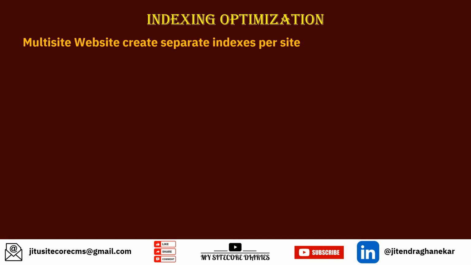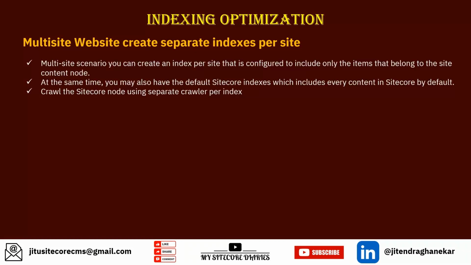Now this is the third point. A multi-site website creates separate indexes per site. In a multi-site scenario, you can create an index per site that is configured to include only the items that belong to the site content node. So you have a multi-site configuration, you have website A, website B. You can have separate indexes for website A and website B. It will be helpful for both purposes: one is performance-wise, and another is managing these indexes. So create separate indexes for your multi-site website.